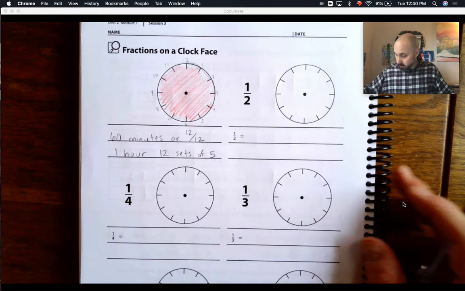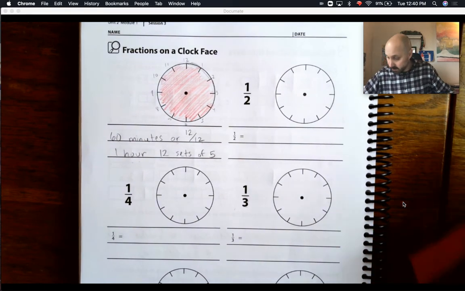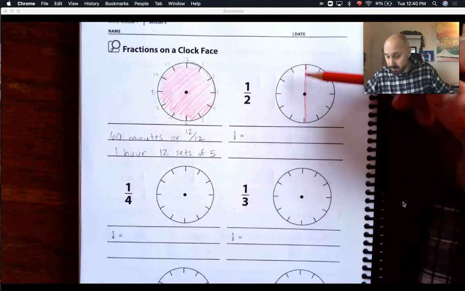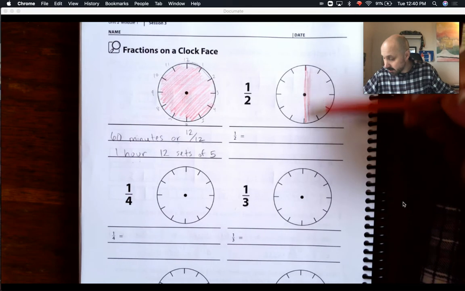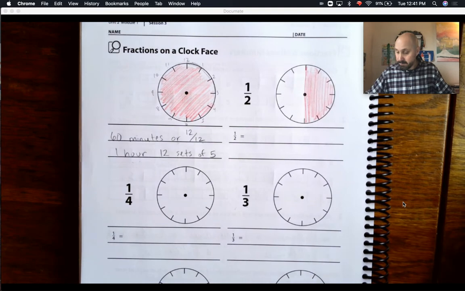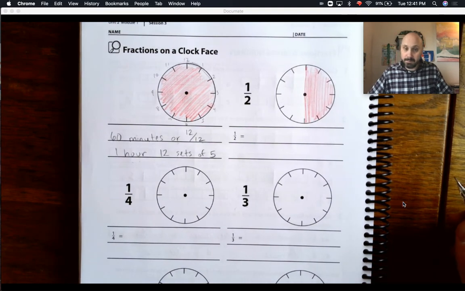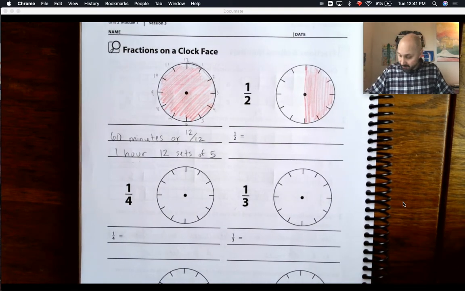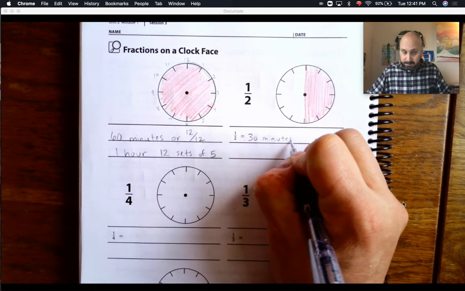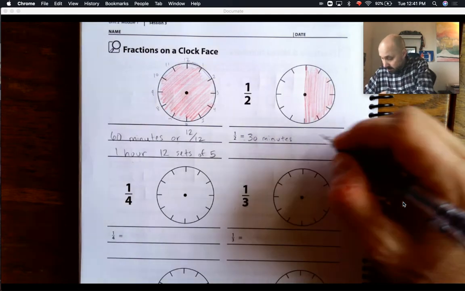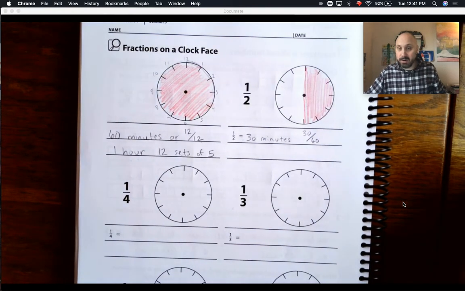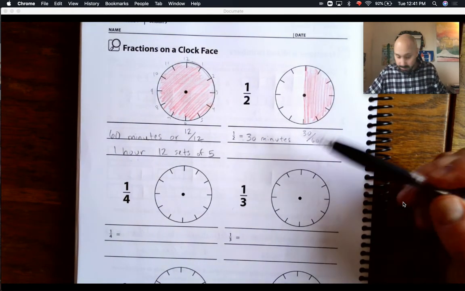So I'm going to color my clock. You could do this too if you want to do it before Mr. Mac. I'm going to just cut my clock in half with my red colored pencil and shade in half of the clock. Okay, so half an hour. How many minutes is that? 30 minutes. Good. So 1/2 equals 30 minutes. I'm going to write that on this line. And this is 30 minutes out of 60 minutes. So 30 sixtieths. Half an hour is 30 sixtieths.